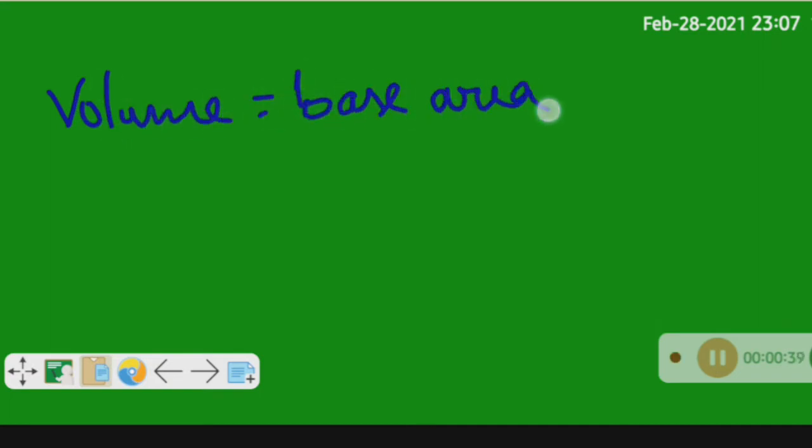Hope you have understood the volume of three-dimensional shape. Let us understand the unit. So what will be the unit of the volume? See, when we are writing volume, as I told you, we can define it as base area into height.